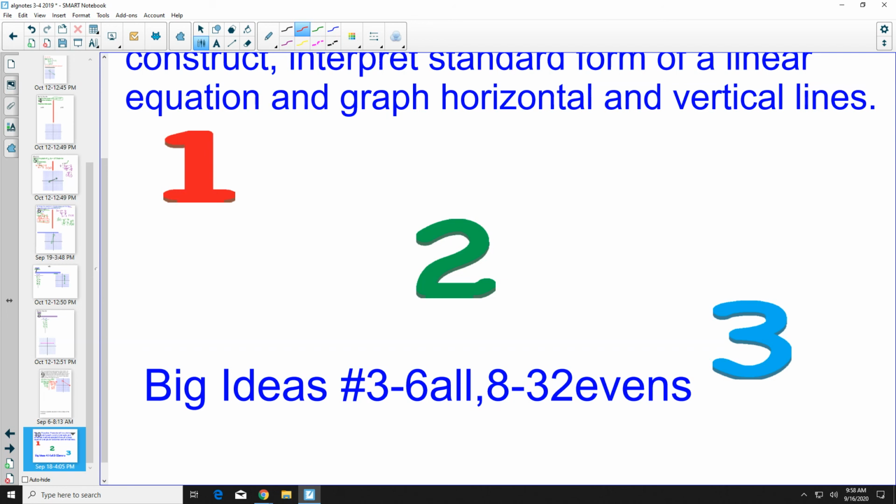Today's assignment is Big Ideas. So you're going to go to Big Ideas. This is 3-4, so you're going to find 3-4, numbers 3 to 6, and 8 to 32 evens.